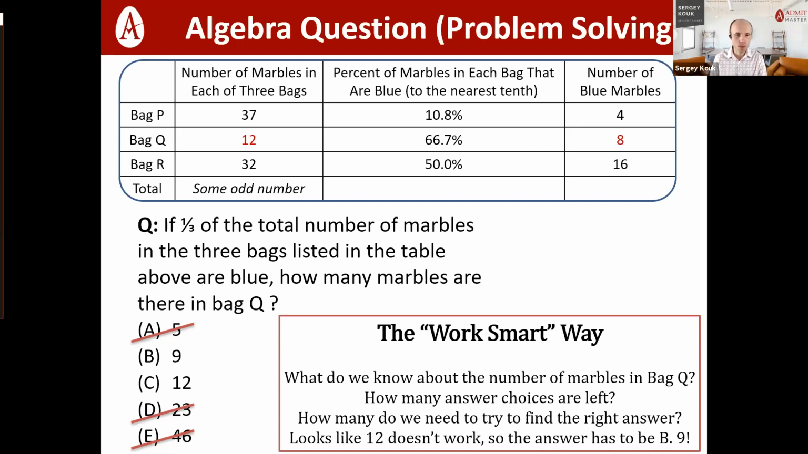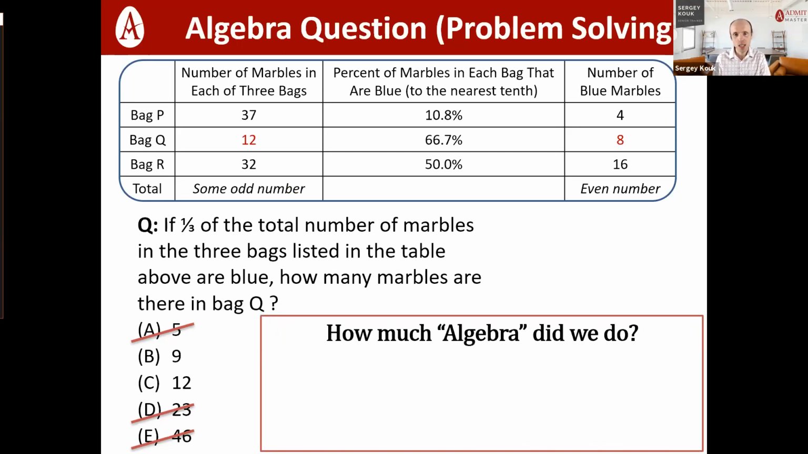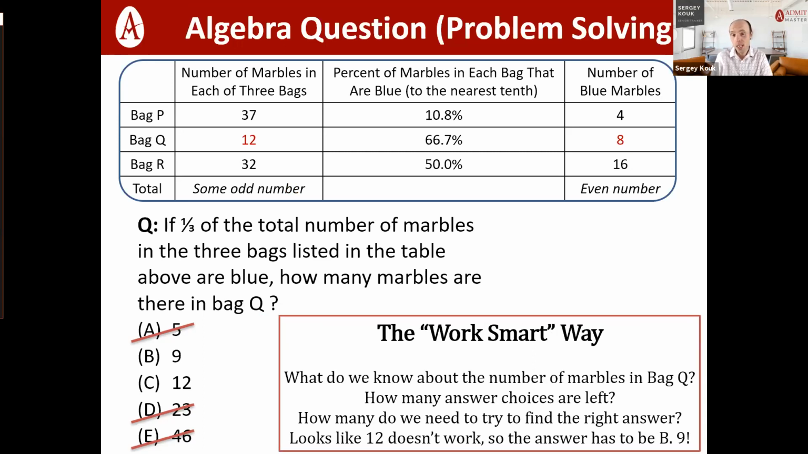So here's what we can do. 81 is some odd number, because if I'm adding 37, 12, and 32, I'm going to get an odd number. And 4, 8, and 16 is an even number, and an even number can never be 1/3 of an odd number. So that is why C is not the right answer. So what is the right answer? Well, it has to be B, has to be 9.